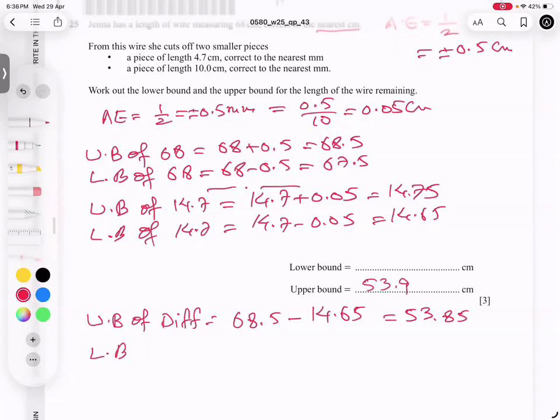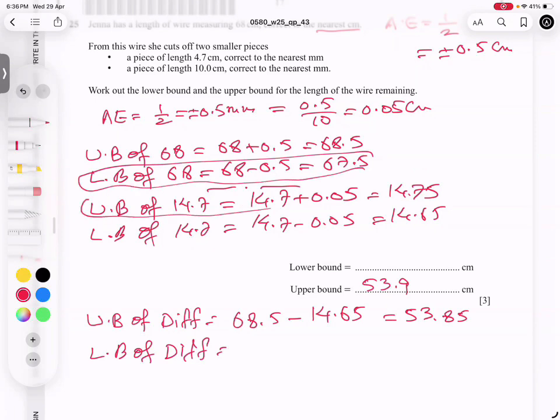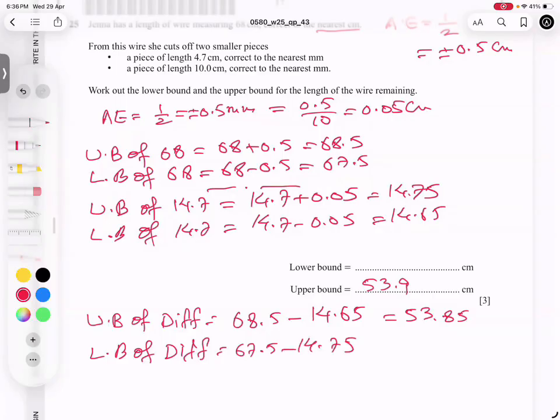Now I'm looking for the lower bound, students. How to find the lower bound of the difference? Here we take the lower bound and here the upper bound. From this 68 we take the lower bound and from this we take the upper bound. So let's start. It means 67.5 minus 14.75. And my answer turns out to be 52.75. So this value is clear, because I was looking for the least distance, okay? 52.75, after rounding, becomes 52.8. So I think the idea is very clear.